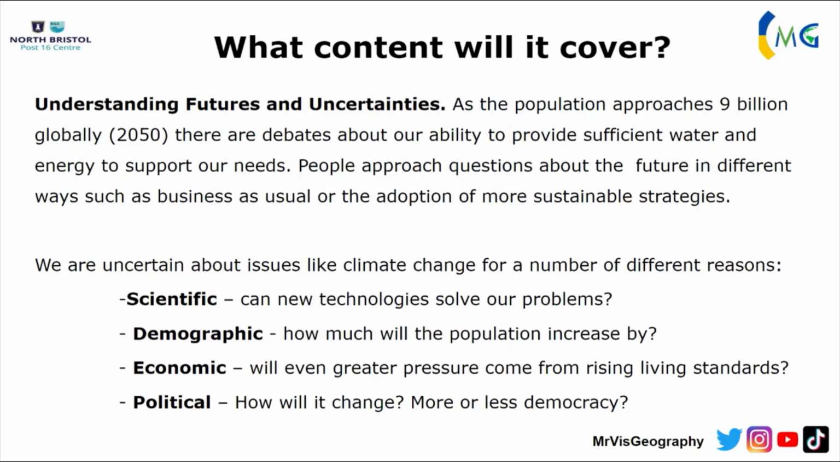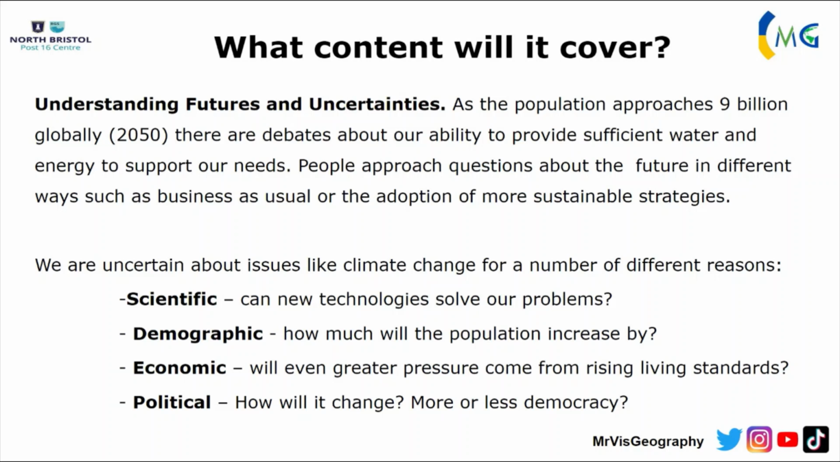So as we approach 9 billion people in 2050, population-wise, there's a big debate about our ability to provide sufficient water and energy to support our needs. Okay, people approach the questions about the future in different ways, such as business as usual, or adopt a more sustainable strategy. So we're uncertain about issues like climate change for a number of different reasons.